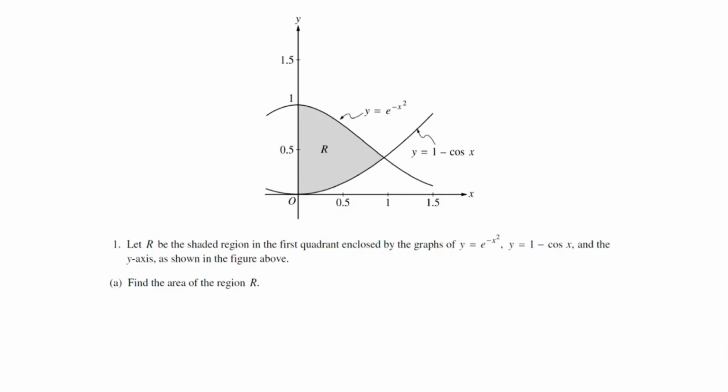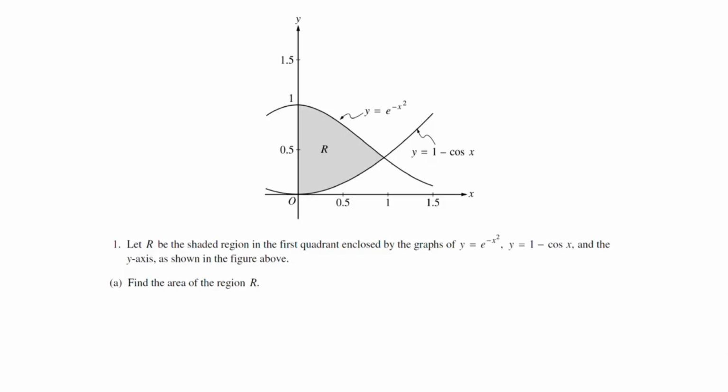All right, this is question number 1 from the 2000 AP Calculus AB exam. It's an area and volume FRQ where we're given region R in the first quadrant between y equals e to the negative x squared and y equals 1 minus cosine x. And first we're asked to find the area of region R.